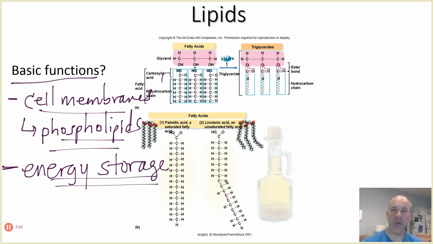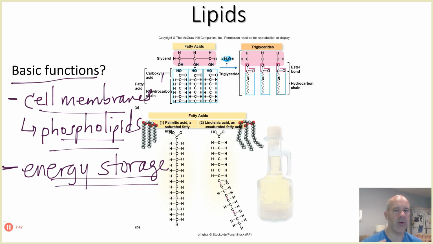Energy storage. You guys know that lipids are also sources of energy for us. There's lots of energy stored in all those carbon-hydrogen bonds, and if you break those bonds, you can release that energy and use that to do things that cells need to do that require fuel. So energy storage is very important, but with lipids, think more like long-term energy storage.